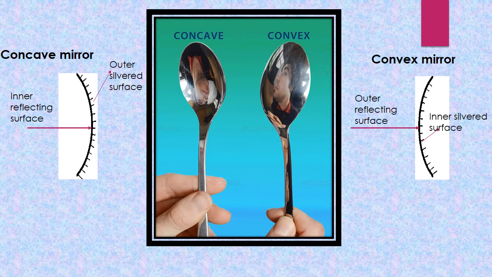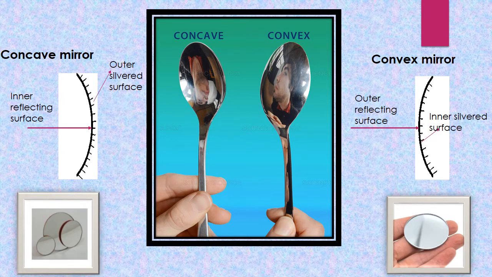Now flip the spoon and view your face on the convex bulge surface of the spoon. You will see your diminished image. So children, the curved surface of a shining spoon could be considered as a curved mirror. The most commonly used curved mirrors are spherical mirrors. Spherical mirrors are of two types, concave mirrors and convex mirrors.